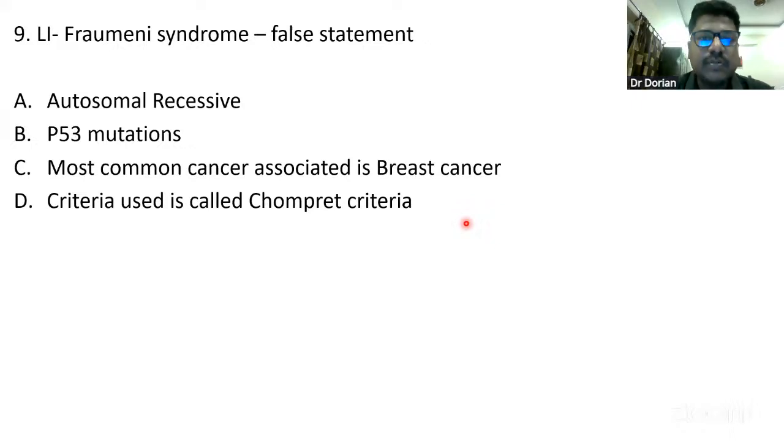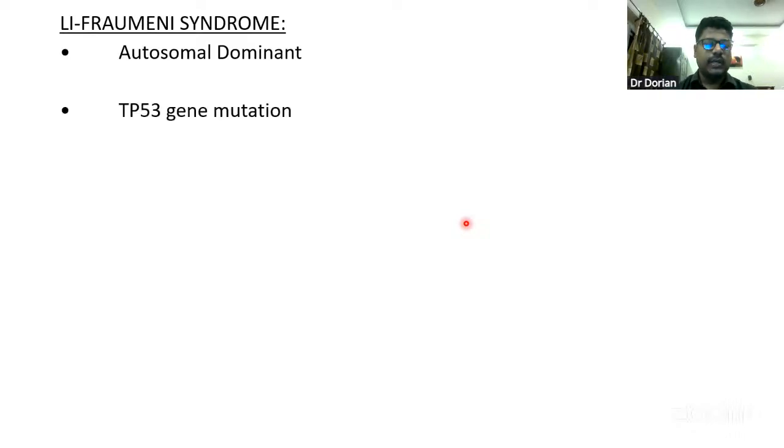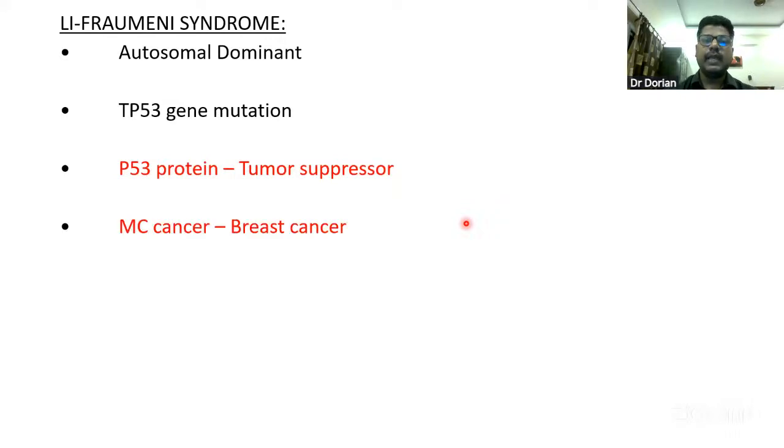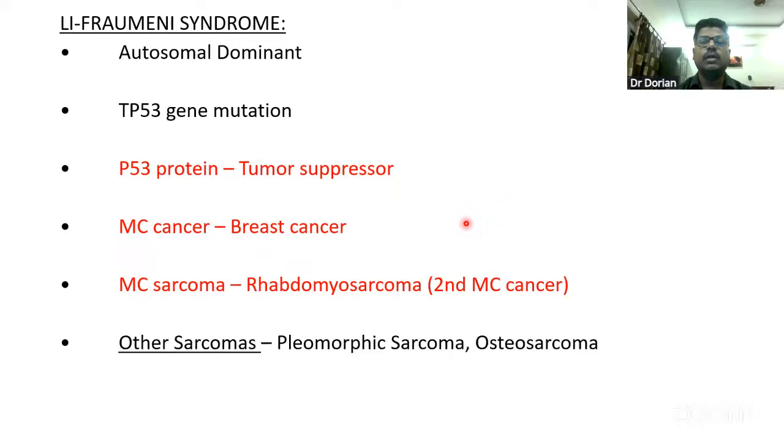What is the false statement regarding Li-Fraumeni syndrome? Li-Fraumeni syndrome is autosomal dominant. It is caused by TP53 gene mutations. TP53 is a tumor suppressor gene. The most common cancer associated with Li-Fraumeni syndrome is breast cancer. The most common sarcoma associated with Li-Fraumeni syndrome is rhabdomyosarcoma. It is the second most common cancer associated with Li-Fraumeni syndrome. Most common sarcoma will be RMS, which will be the second most common cancer associated with Li-Fraumeni syndrome.